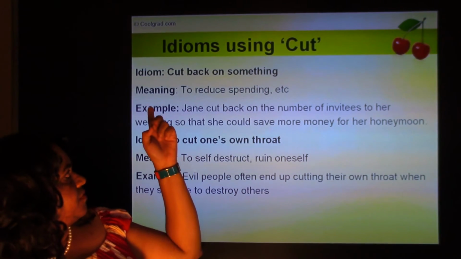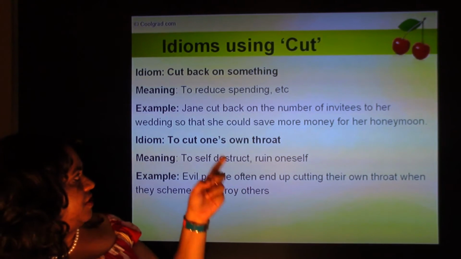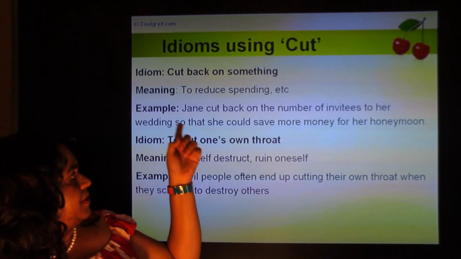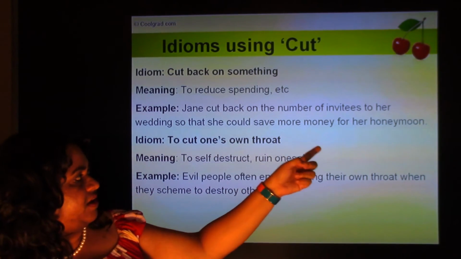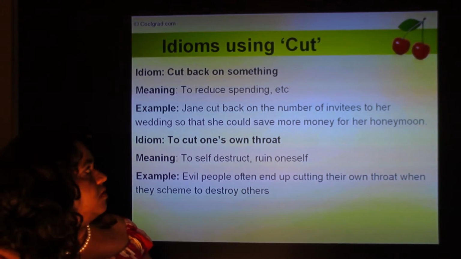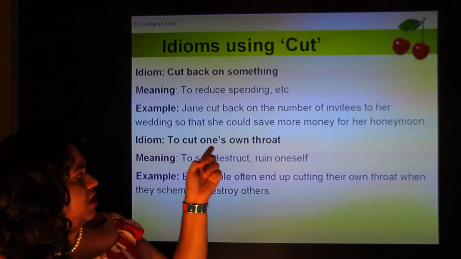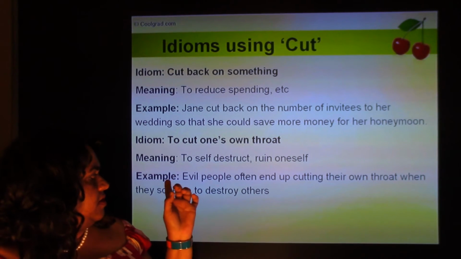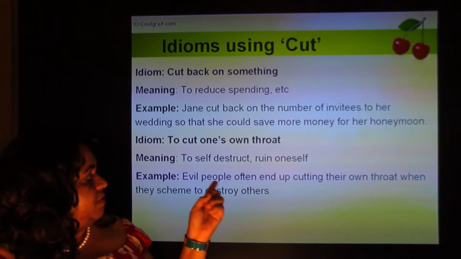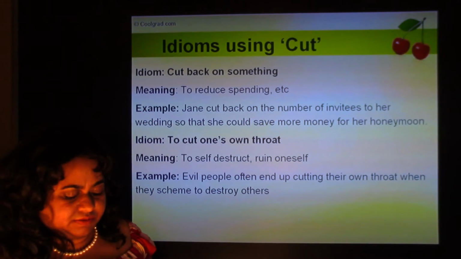Idioms using cut, some more. So, cut back on something means to reduce spending, etc. For example, Jane cut back on the number of invitees to her wedding so that she could save more money for her honeymoon. Cut back means to reduce. To cut one's own throat means to self-destruct or ruin oneself. For example, evil people often end up cutting their own throats when they scheme to destroy others.